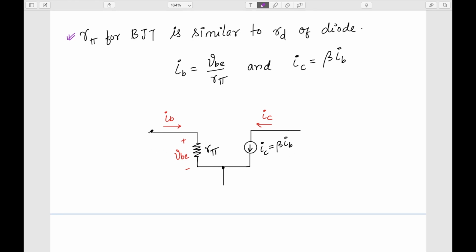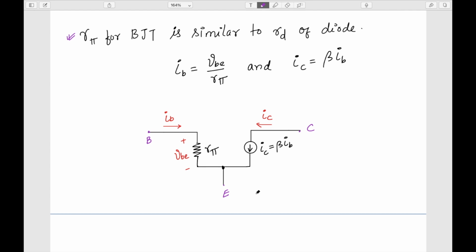If I name these three nodes, this is my base, this is my emitter, and this is my collector. Because of the small signal VBE, this IB is created, and this IB is given by the expression VBE by R pi, and this results in a current IC which is equal to beta times IB. So this is a simple model which we will use again and again to design different kinds of analog circuits and analyze a BJT.